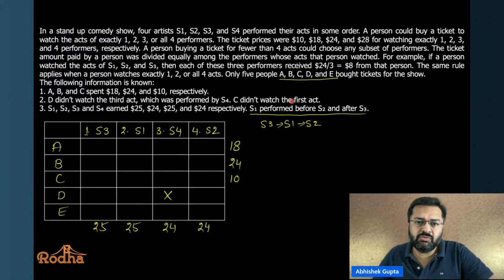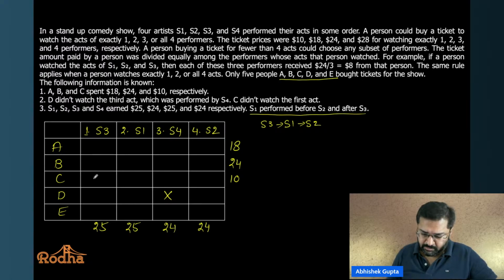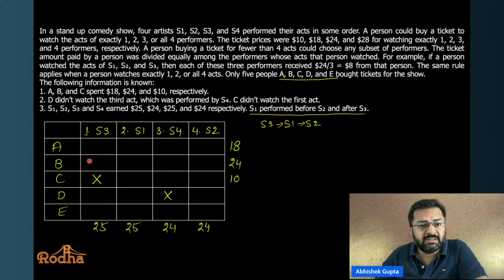Likewise, C did not watch the first act, the one done by S3. I'm looking at statement 2, second part. C did not watch the first act. So what would I do? I'll put a cross here. Now, what does this cross mean? That C did not pay to S3; S3 did not get any money from C here. So this is what is given here. We have just tabulated it in a neat way, through which we can work on it.